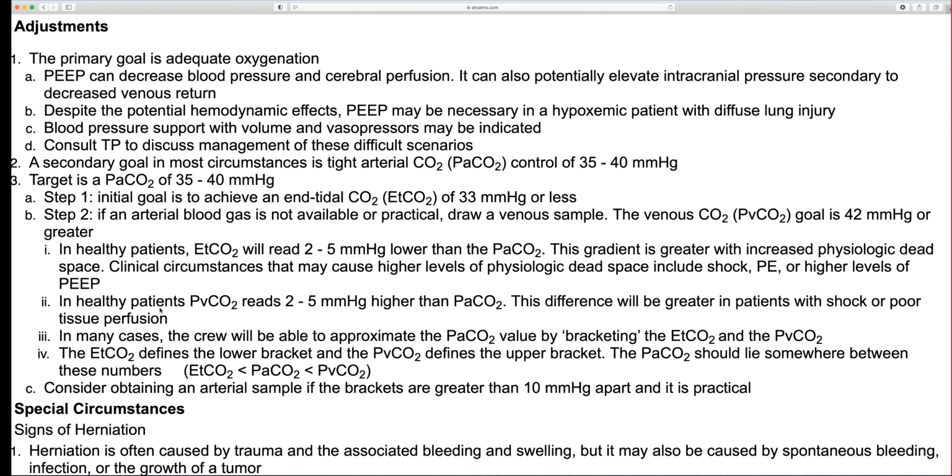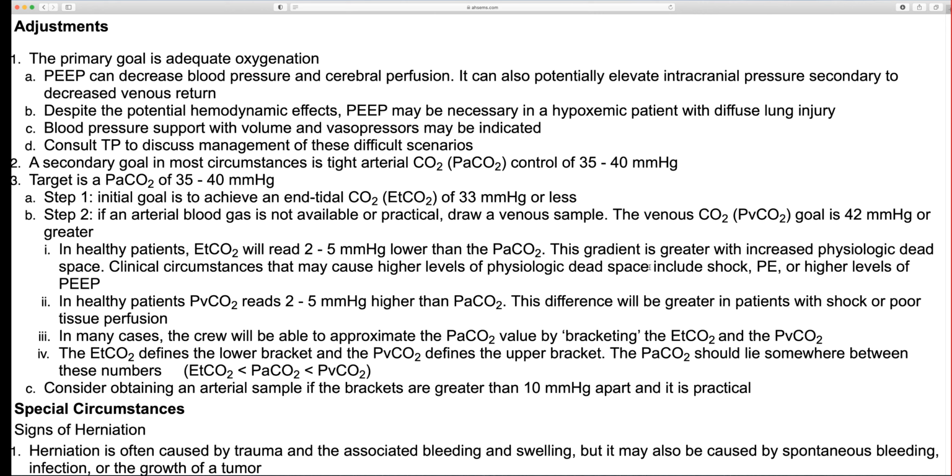So this is where bracketing comes in. This is going to be a little bit lower than the arterial CO2. This is going to be a little bit higher. Now, when I say a little bit, that changes. When we have a lot of physiologic dead space, as identified right here, the end tidal CO2 will read lower than this 2 to 5 millimeters of mercury gradient.